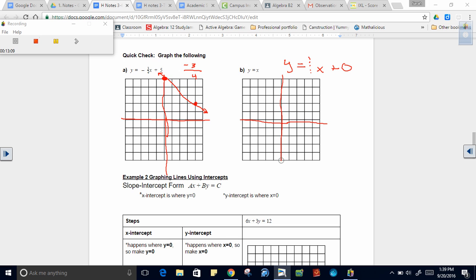There's my horrible x and y-axis, real ugly, and I'm sorry. And I'm going to graph this line. So my y-intercept is 0, so even though my axes are ugly, there's my y-intercept. And my slope is just a number, just a 1.